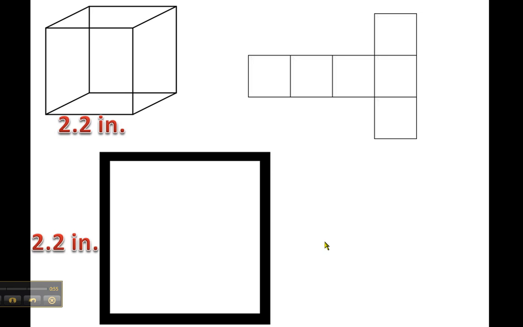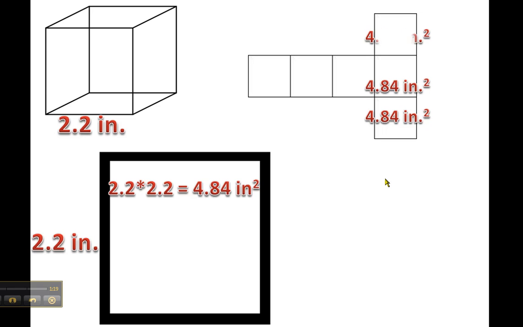We have a 2.2 inch side length here, and this side is also 2.2 inches, so you either can apply the formula area of a square equals side squared, or you can just do length times width. But the length and width are the same, so that's why we have the specialized formula. So the area of just one of these squares is 4.84. So if we look at the diagram, that means the area of every single square in this figure is 4.84.